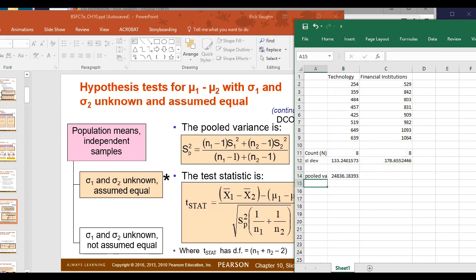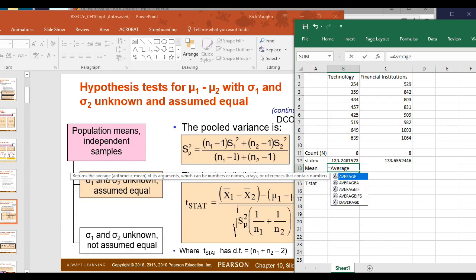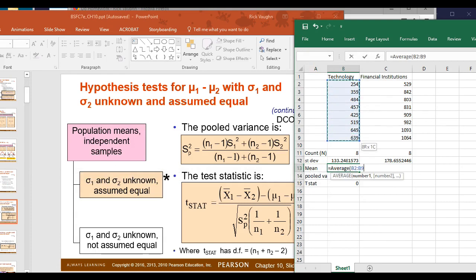And now we're going to find our T-stat, the test statistic, and we'll follow the formula again. So in the numerator, once again, we have the difference between the sample means. So I need to compute the sample means. I haven't actually put those in here yet. So let's put that here. We'll do equals average. And we'll drag that over.